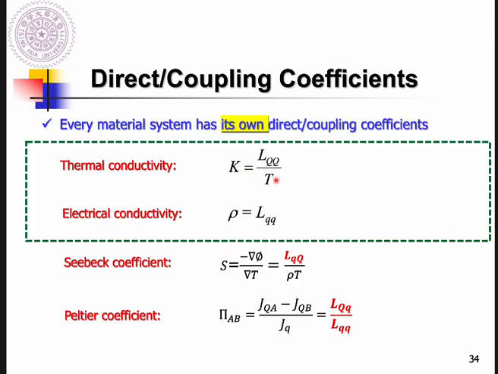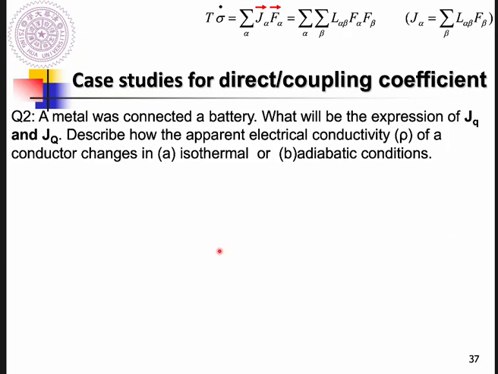So L capital Q capital Q equals kappa T. And electrical conductivity rho is in fact equal to L small q small q. So I'm going to use the next slide to prove that is right. I will also give you some suggestions if you want to measure the electrical conductivity of your materials of interest.